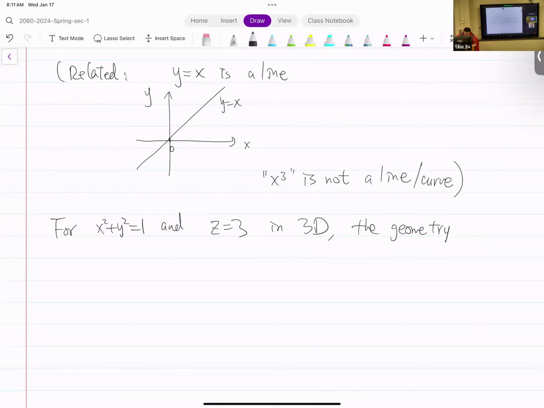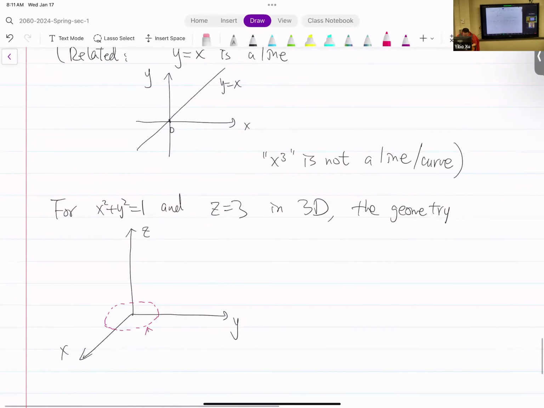Right? So firstly, let's sketch the axes. So this is x, y, z. Okay. So if you think about only x squared plus y squared equals 1, that's actually the unit circle in the xy plane, right? So let me just draw it in dashed red. Okay. So this is x squared plus y squared equals 1 on the xy plane. So you notice that in the xy plane, there's no height, right? So z there is exactly 0.